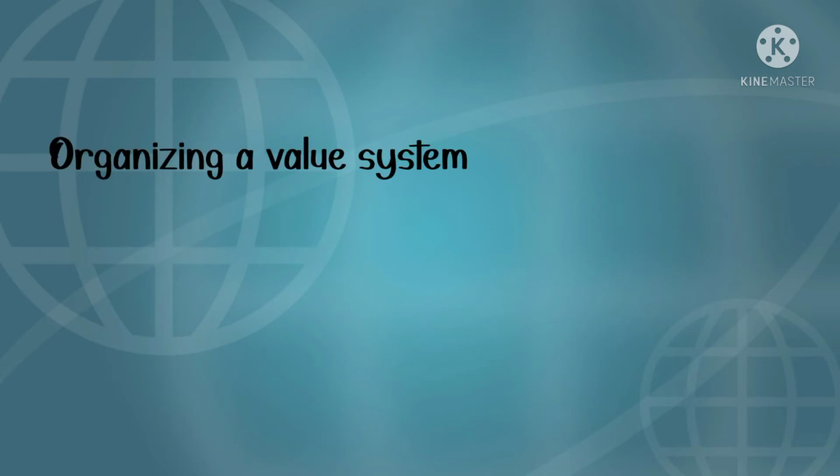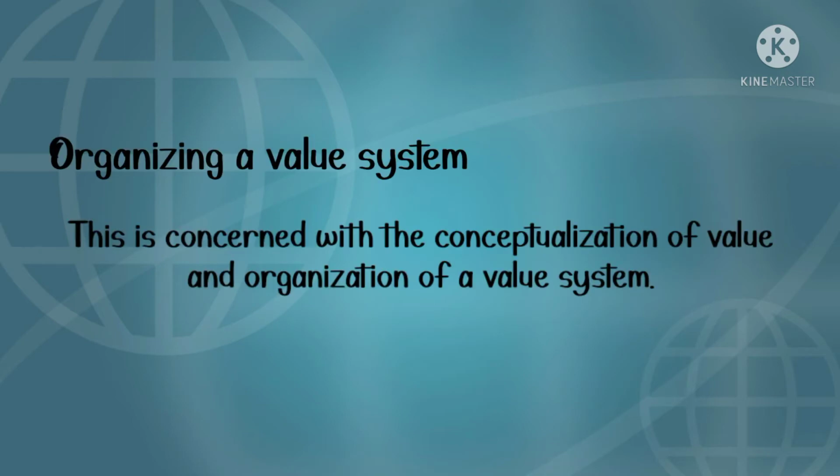And the fourth is organizing a value system. This is concerned with the conceptualization of value and the organization of a value system. It is concerned with the development of a philosophy of life. We should organize or examine a new value, giving it priority. As a receiver, it is important to organize the value system.